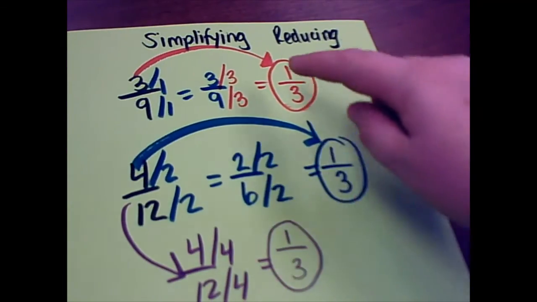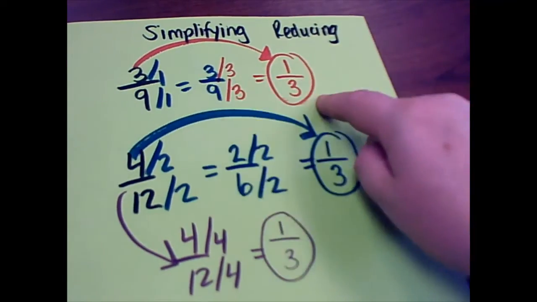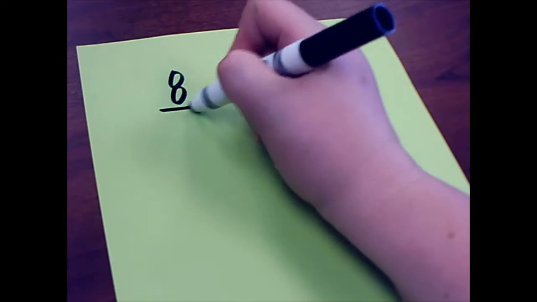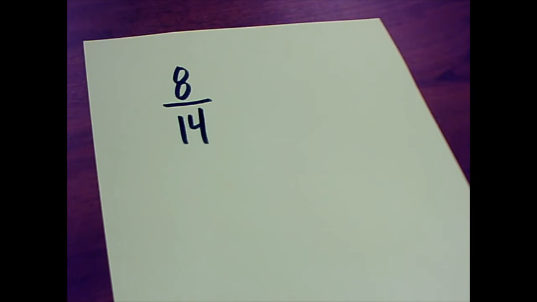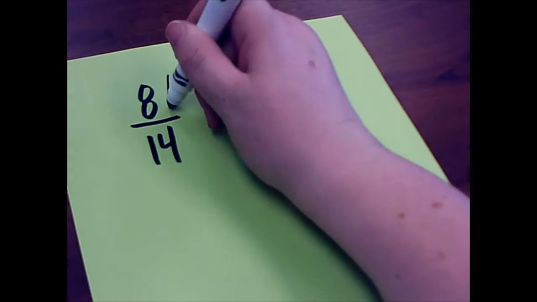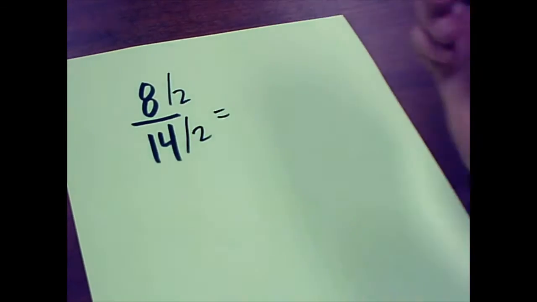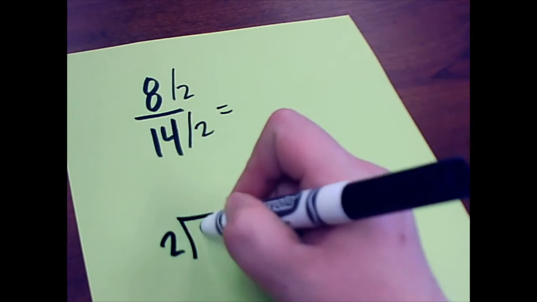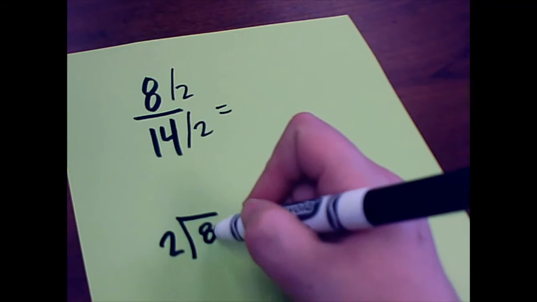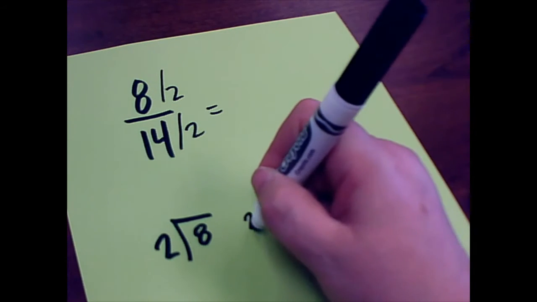If you don't know your facts and you can't figure out that 3 goes into 3 once and 3 goes into 9 3 times, you're going to have to do some work. All right, so you may have something like 8/14. Okay, so I'm just going to start with 2 because I don't know my facts that well. Divide by 2, divide by 2. If I don't know how many times 2 goes into 8, I need to set it up as a division problem. 2 can go into 8 because it is less than 8.